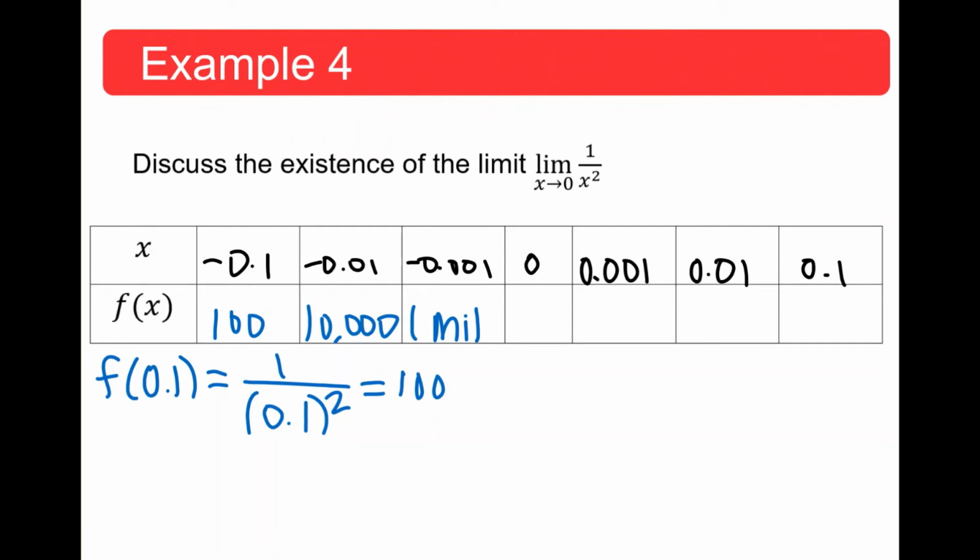So for 0.1 we have 100. For 0.01 we have 10,000. And for 0.001 we get 1 million.